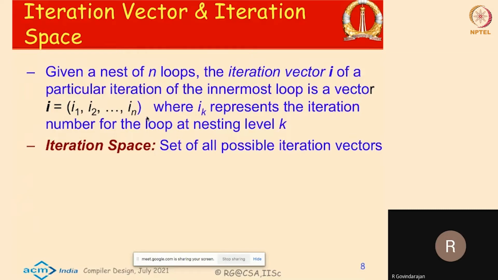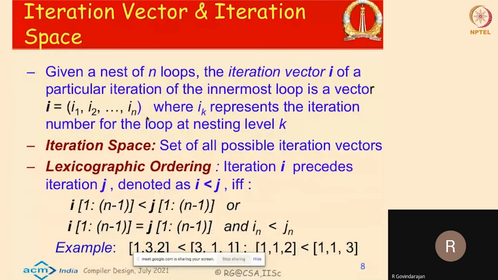For example, in a two-way nested loop, when I say the ijth iteration vector, it represents that the outer loop is executing for the ith time and the inner loop is being executed for the jth time. That's essentially what we mean by the iteration vector. Iteration space is the set of all possible iteration vectors. I will give you diagrammatic examples for all of them so that it becomes clear.